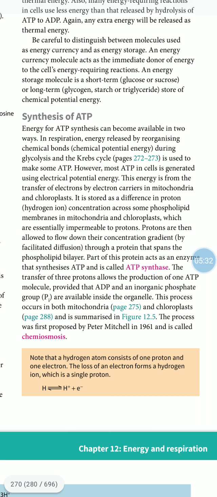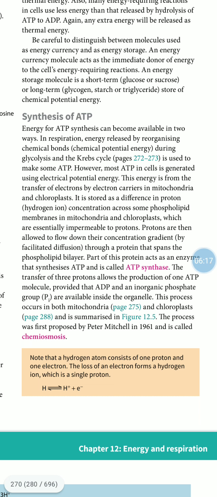So don't confuse this with the adenosine triphosphate part. No, it is for ADP, which will be converted into ATP with 3 protons. But ADP and an inorganic phosphate need to be there inside the organelle. If they are there, 3 protons will be transferred and will combine ADP and an inorganic phosphate to produce an ATP. Who does it? ATP synthase. That is what facilitates it.